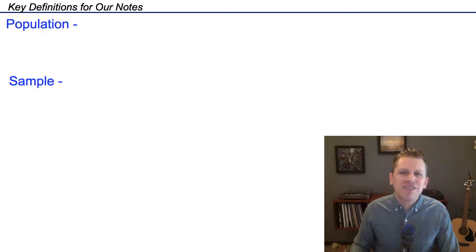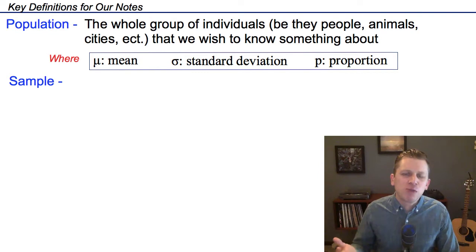One of the first definitions we looked at last time was population. Population is the group of individuals that we wish to know something about. Maybe we want to know something about high school seniors. Maybe we want to know something about all of the teachers in a certain region, whether that be a state or a country. That is the population.